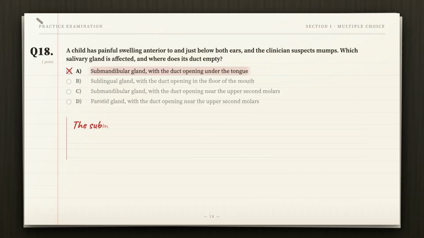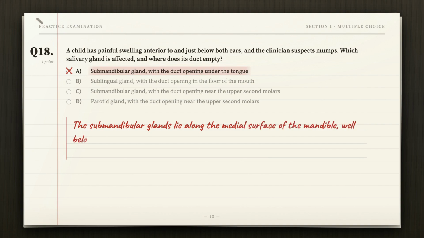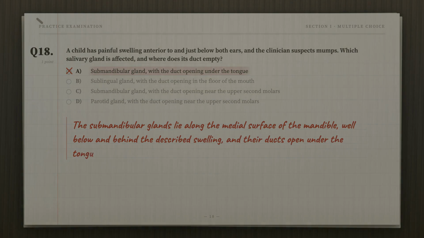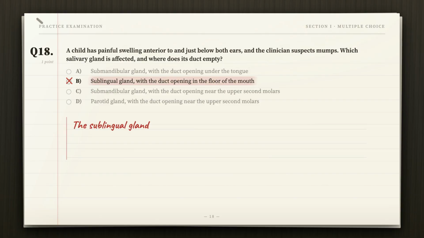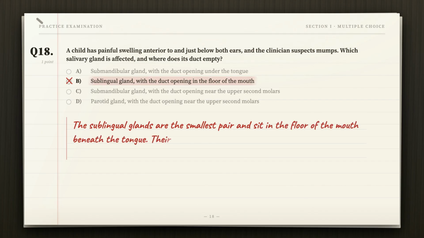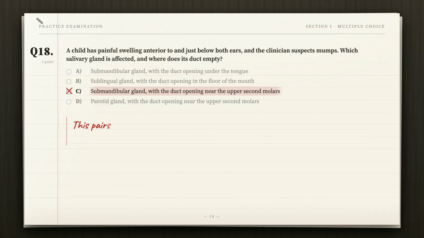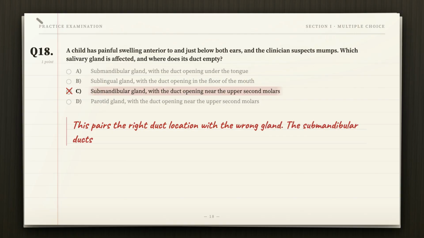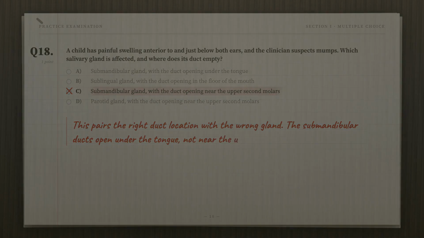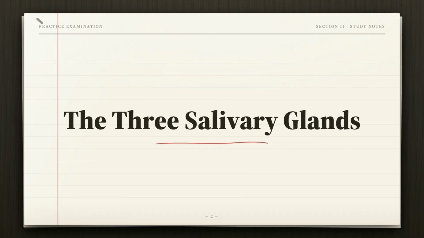A is wrong because the submandibular glands lie along the medial surface of the mandible, well below and behind the described swelling, and their ducts open under the tongue. B is wrong because the sublingual glands are the smallest pair and sit in the floor of the mouth beneath the tongue. Their position does not match swelling in front of the ear. C is wrong because this pairs the right duct location with the wrong gland. The submandibular ducts open under the tongue, not near the upper molars. Swelling in front of the ear points to one gland every time, the parotid.